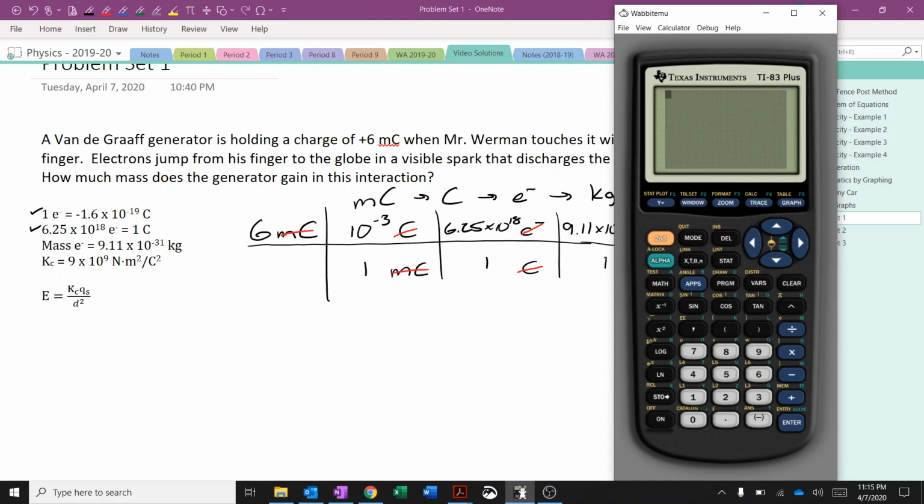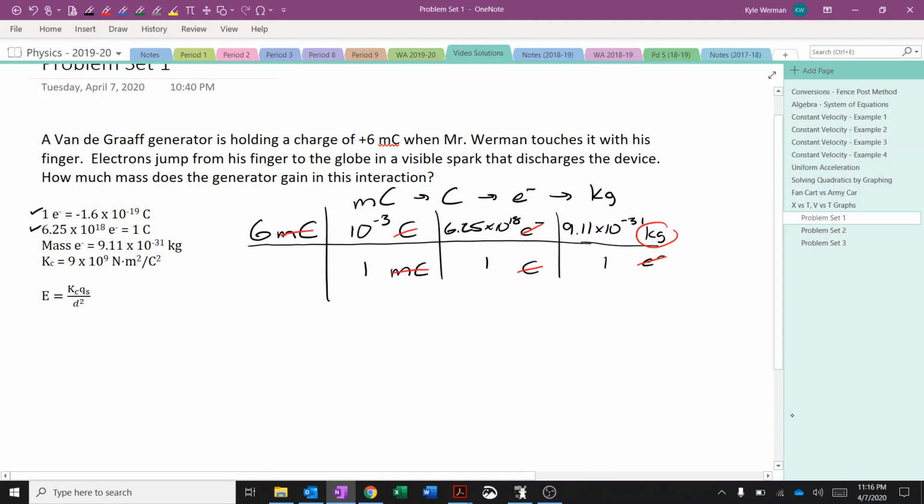and carefully plugging in 6 times 10 to the negative 3. Well, that's just 6 EE negative 3. Again, we could have done that in a step without a fence post if we knew our trick. Times 6.25 EE 18, times 9.11 EE negative 31. I'm expecting a very little amount of mass. Let's check. I typed it in right, and I think you get 3.42 times 10 to the negative 14 as my answer.